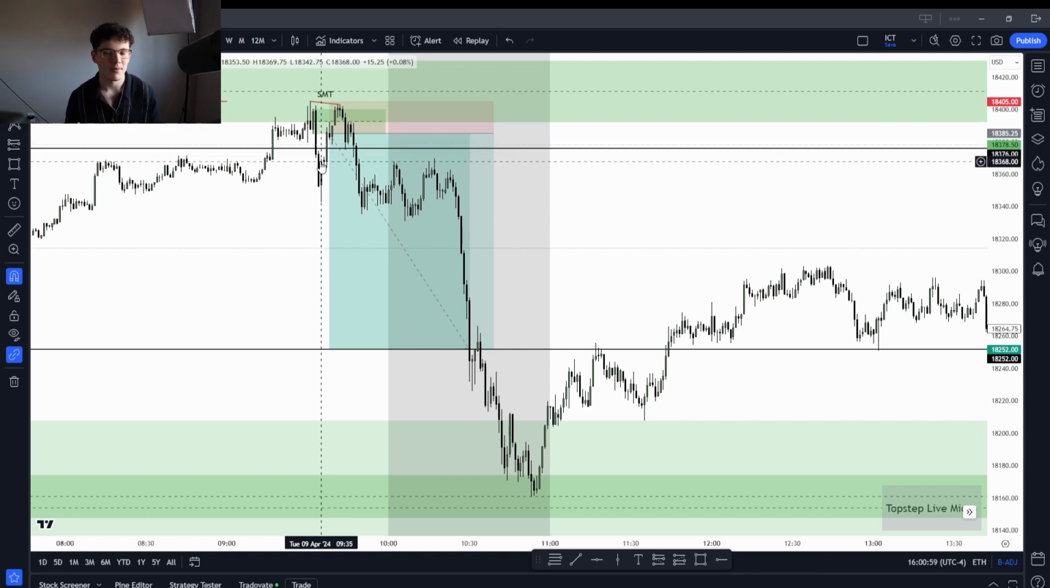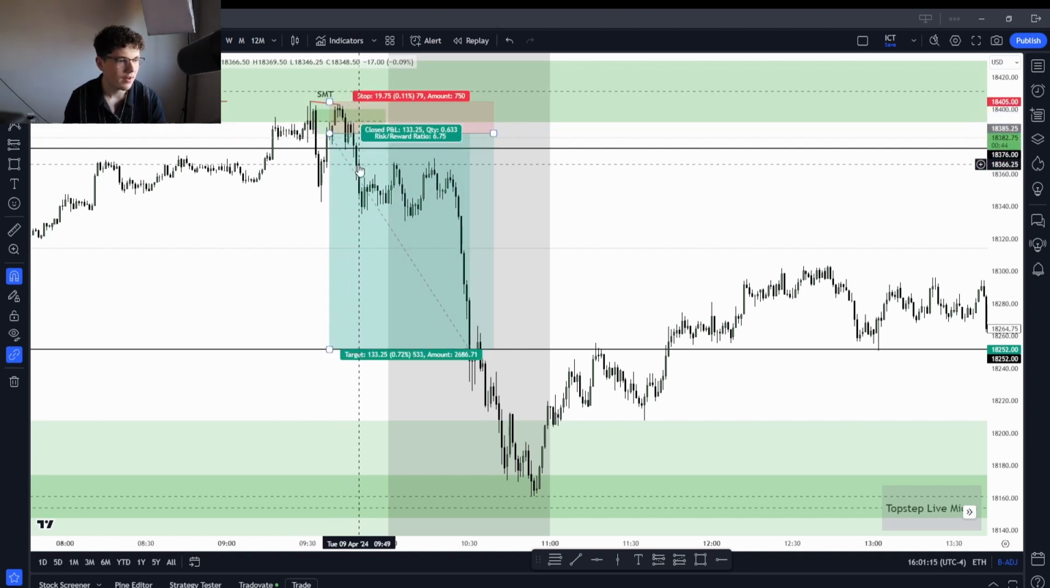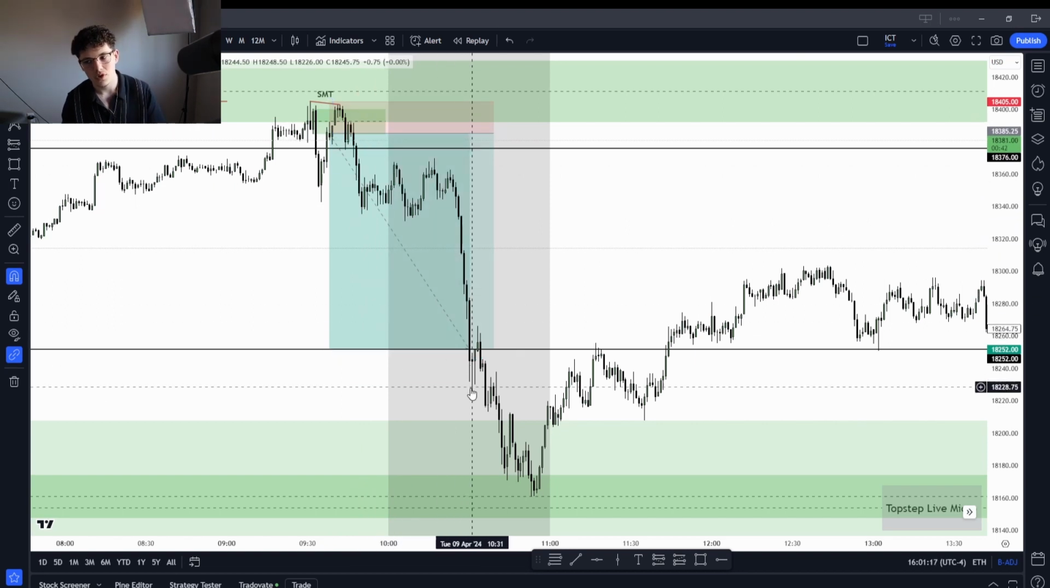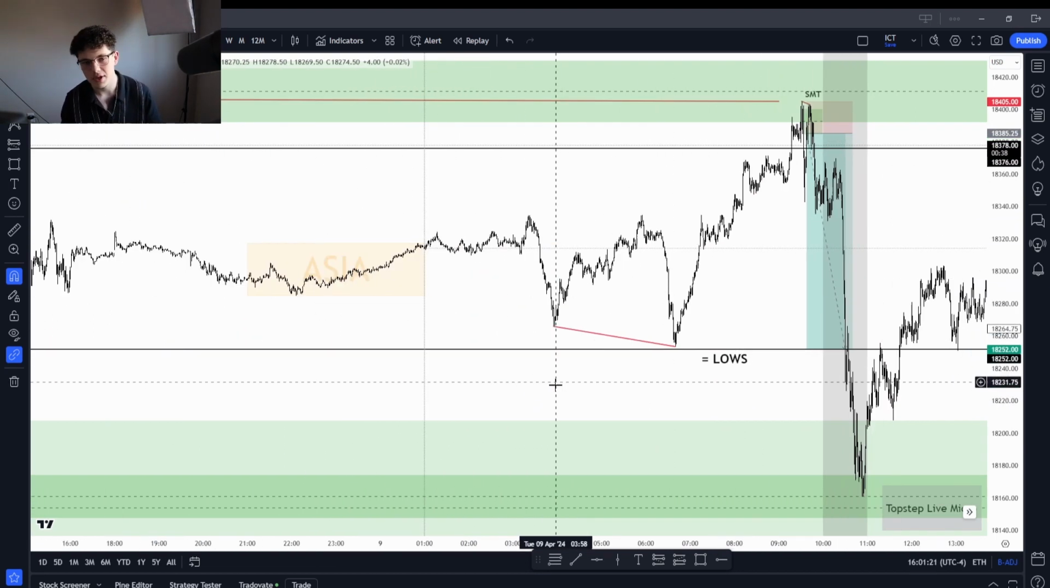9:30 is the manipulation, except our manipulation was at 9:35 because I told you that manipulation can be from anywhere from 9:30 to 9:45. And as you can see here, price moved higher, and then at 9:45, it started moving lower to the bias, to our draw on liquidity. The draw on liquidity was these equal lows below Asian range.